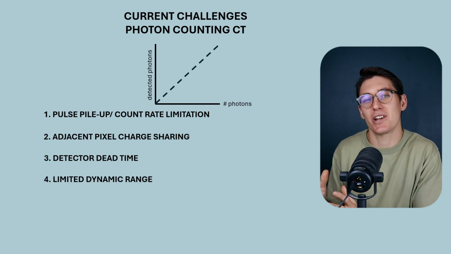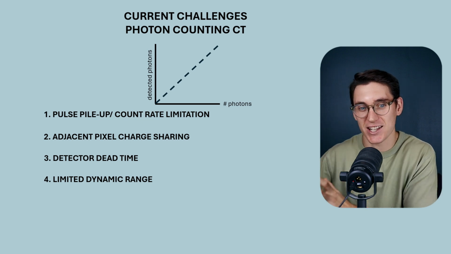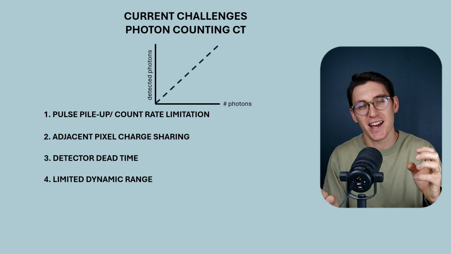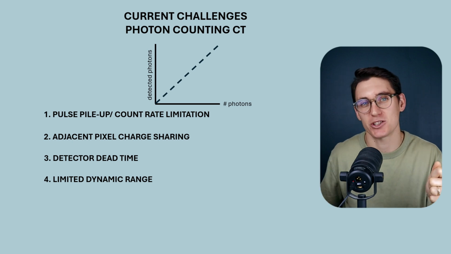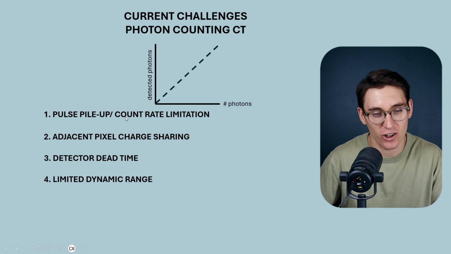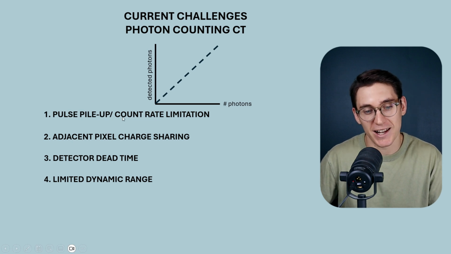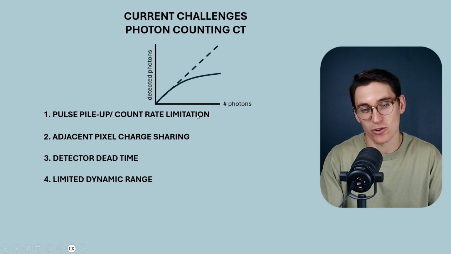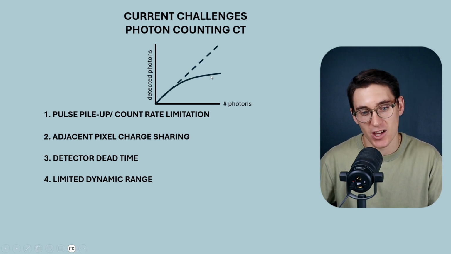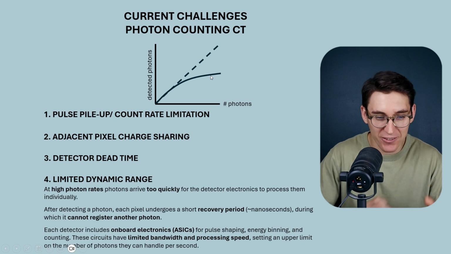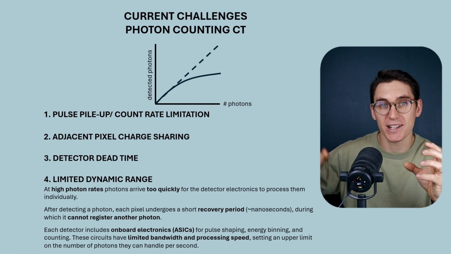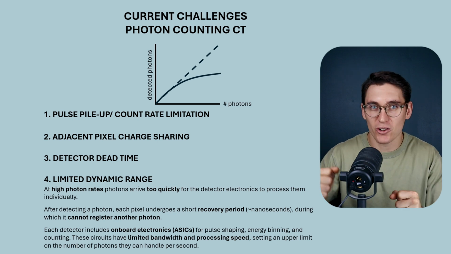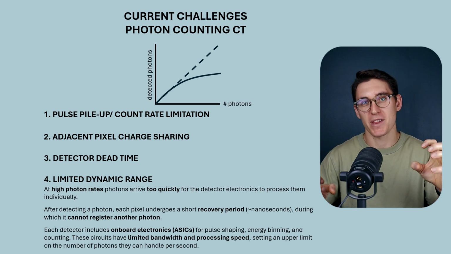At high X-ray flux, at a high number of incident X-ray photons, we get a disproportional reduction in the amount of photons that we actually register and send to our computer. And that's a function of the dead time and a function of pileup and count rate limitation. What happens here is our graph ends up looking something like this. When we have high photon rates that arrive too quickly at our detector, we aren't able to process each one of those X-rays individually.